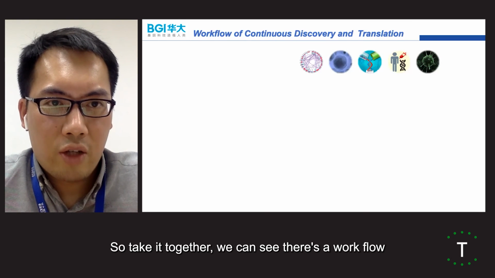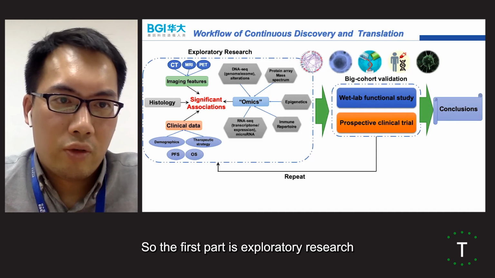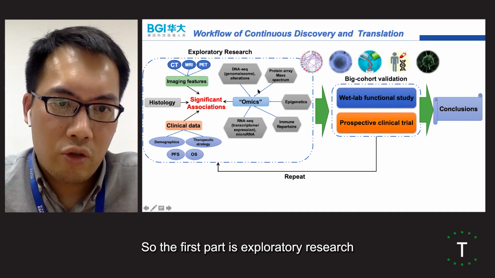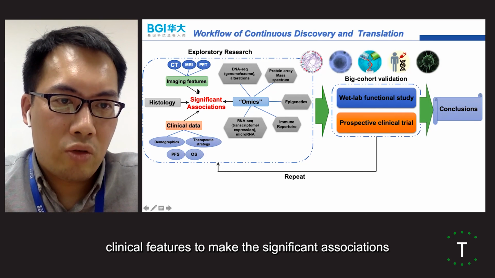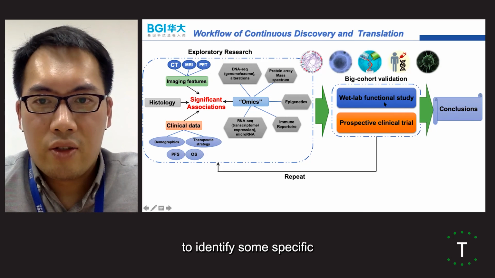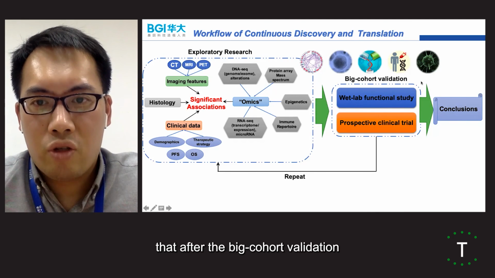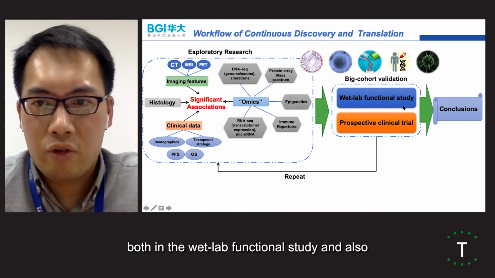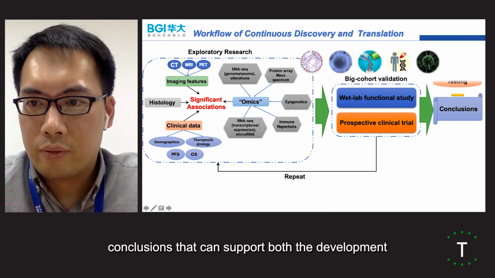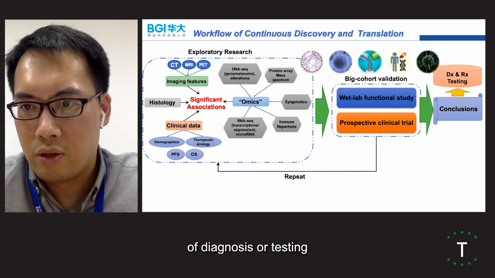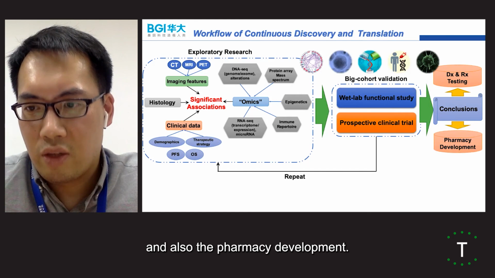Taken together, we can see the workflow for continuous discovery and translation in cancer research. The first part is exploratory research, where we combine the omics data from next generation sequencing with clinical features to make significant associations and identify specific biomarkers or mechanisms. After big cohort validation, with both wet lab functional studies and prospective clinical trials, we can reach conclusions that support the development of testing for diagnosis or therapy guidance, and also pharmaceutical development.